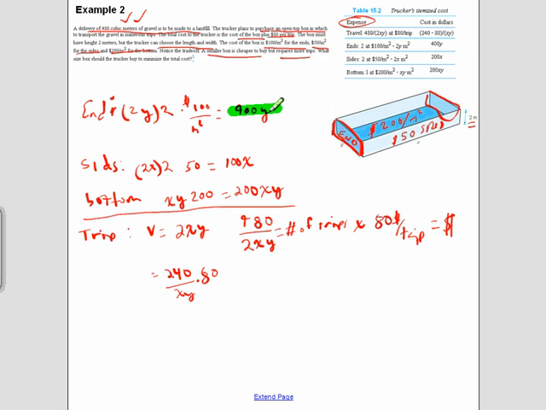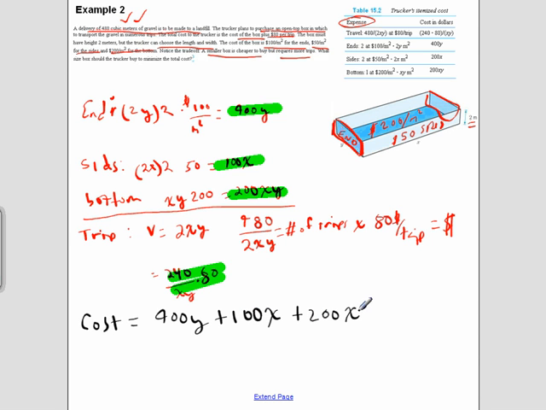The cost for the end, the cost for the sides, the cost for the bottom, and the cost for the number of trips. So the total cost that I'm spending is the sum of all those. So the cost equals 400y plus 100x plus 200xy plus 19,200 times xy to the negative 1.